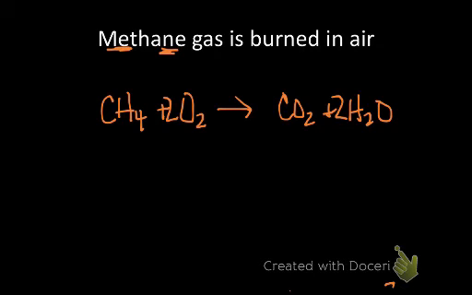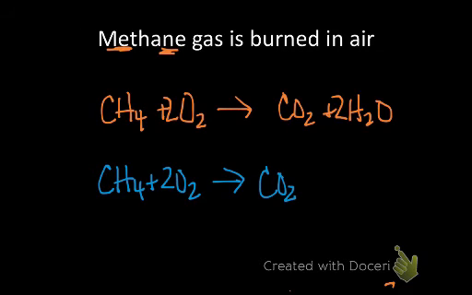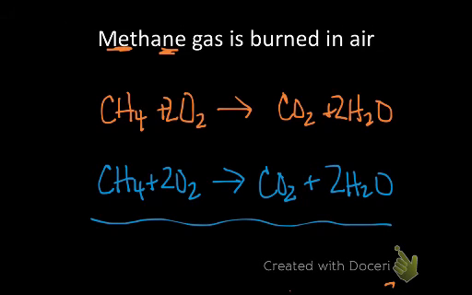Next, we're going to look and see if anything ionizes or dissociates in solution, which we know in this case these are all gases. So we would just rewrite this. CH4 plus 2O2 gives us CO2 plus 2H2O. So in this case, this is our balanced equation.